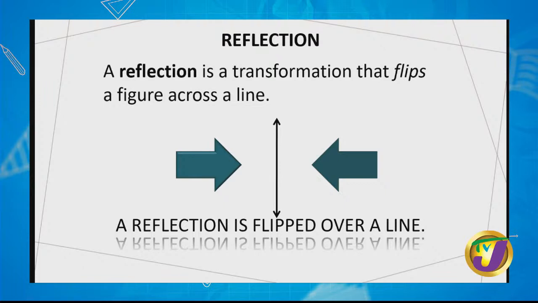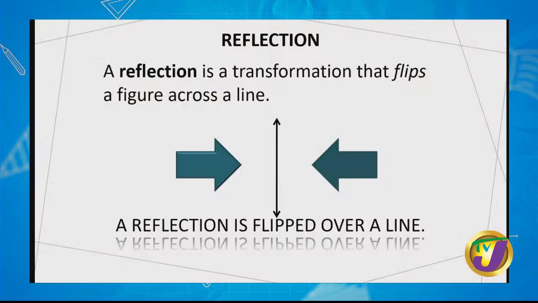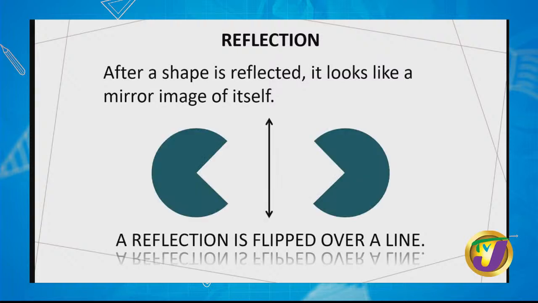This line here is known as my mirror line, and we have our object and our image. After a shape is reflected, it looks like a mirror of itself, which we've been seeing all along. Size and shape remain the same, only the orientation changes.